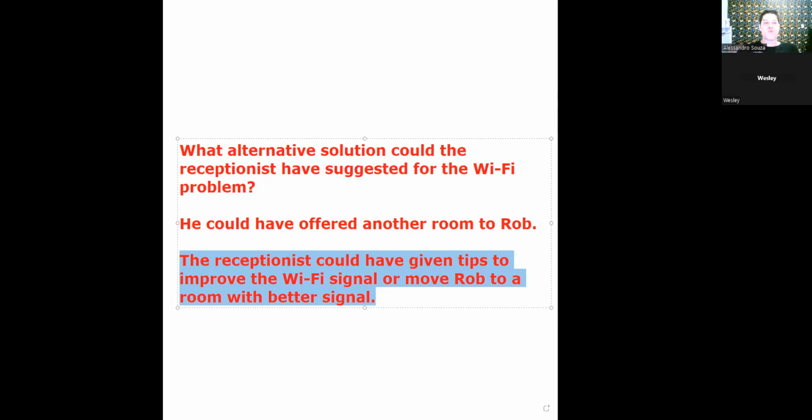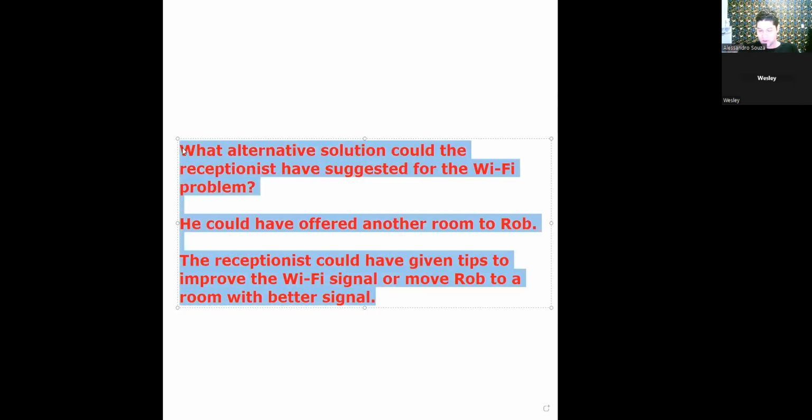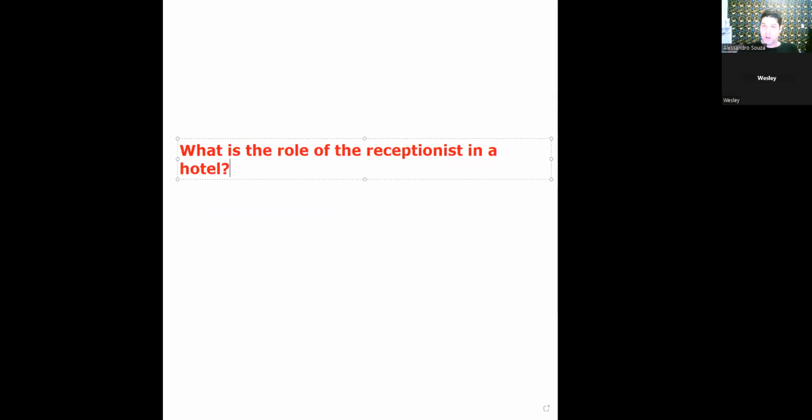Okay, so what is the role of the receptionist in a hotel? What is the role? Role quer dizer papel. Seria o papel da pessoa, né? O que ela faz. What is the role of the receptionist in a hotel? He is helping the guests. The guests? Yeah, exactly.